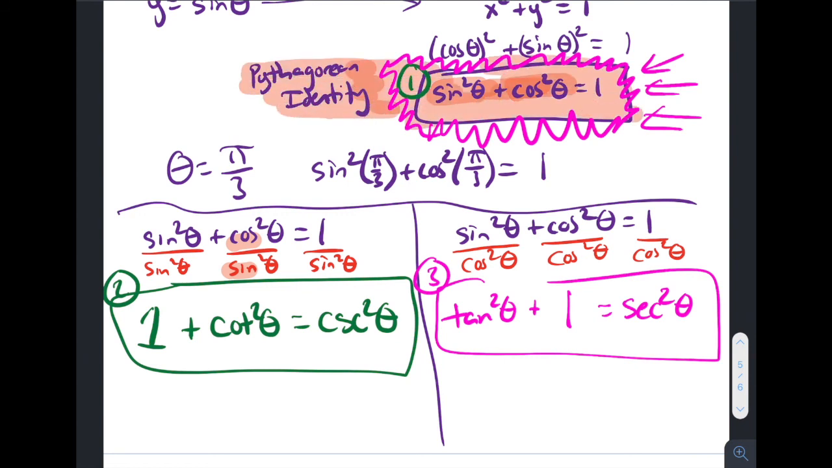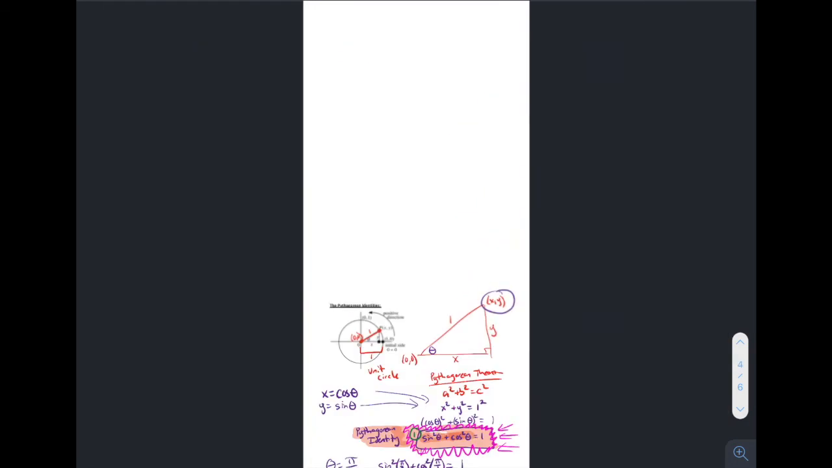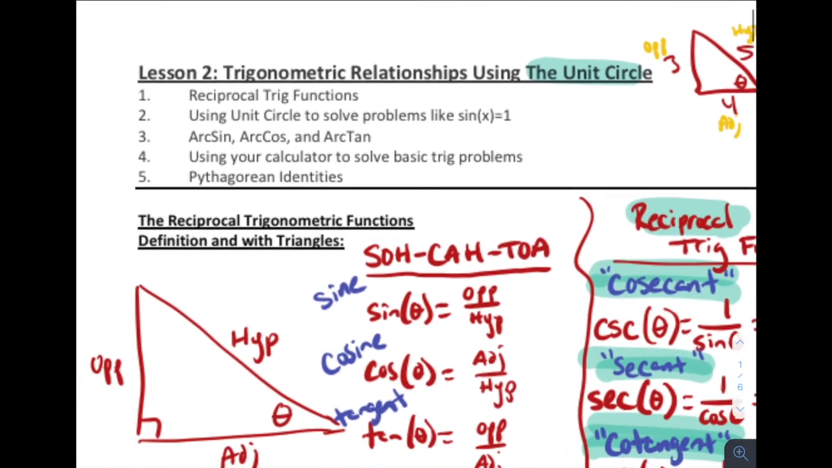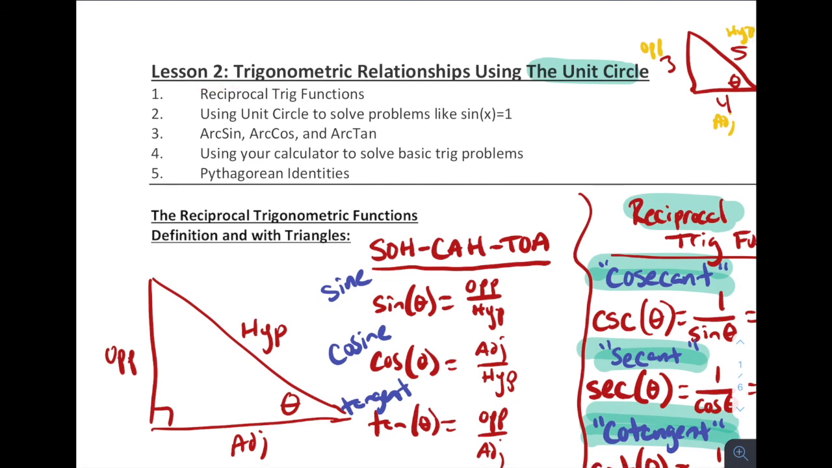Great. That's going to be it for today. That was our video. We went through a whole bunch of stuff in this one. We talked about reciprocal trig functions. We talked about using the unit circle to solve problems like sine of x is equal to 1. We introduced the arc sine, arc cosine, and arc tangent that help us cancel out as reciprocals. We talked about using your calculator to solve basic trig problems. And then we talked about Pythagorean identities.